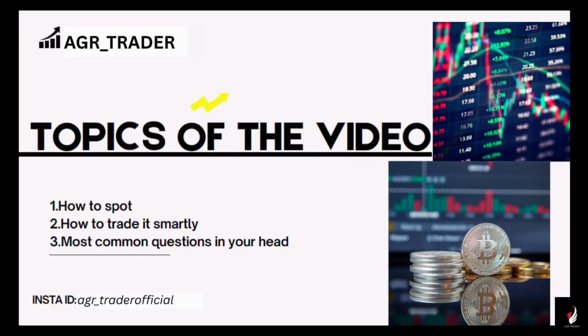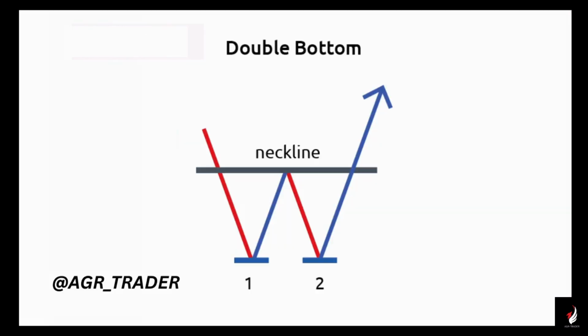So in this video I'll be breaking down the double bottom pattern and the double top pattern, how to spot it, how to trade it smartly, and the most frequently asked questions, or the questions which come to your head after seeing the chart patterns. What is the double bottom pattern? When a stock suddenly bounces off a certain price level, not once but twice, this forms a W shape on the chart, as you can see on the screen. So that is our double bottom pattern.